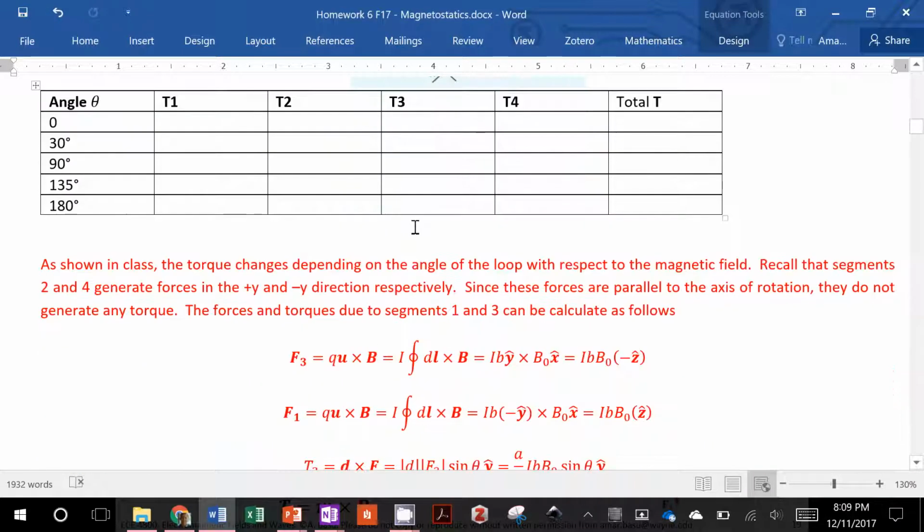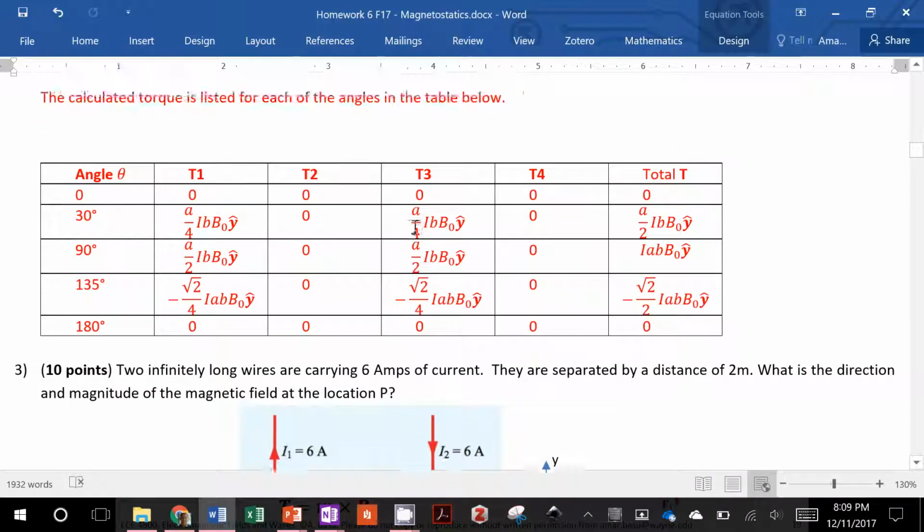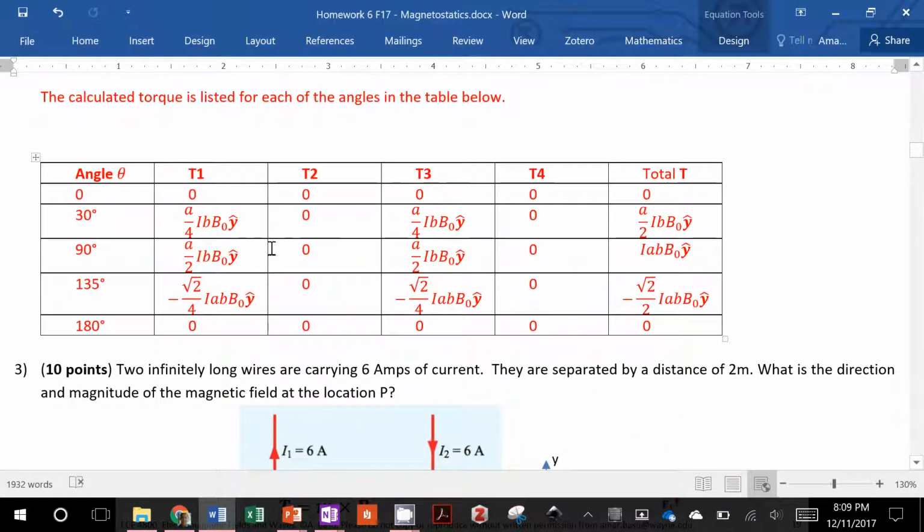Okay, so that was question 2, and if you look over the solutions, it's really just this formula. You're given the 2 parts of the torque, and you can figure out the T1, T2, T3, T4. Notice that T2 and T4 are always 0. They never generate any torque. T1 and T3 also don't generate torque when the angle is 0 or 180 degrees. And they do generate torque at these intermediate angles.